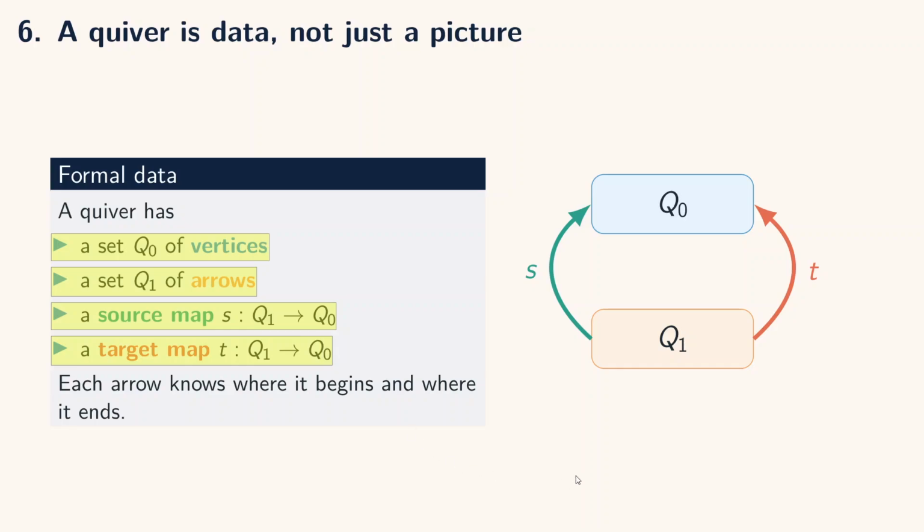And this matters because it means a quiver is something you can reason about algebraically, not just something you can sketch on a piece of paper. The picture is a guide. The data is the mathematics.